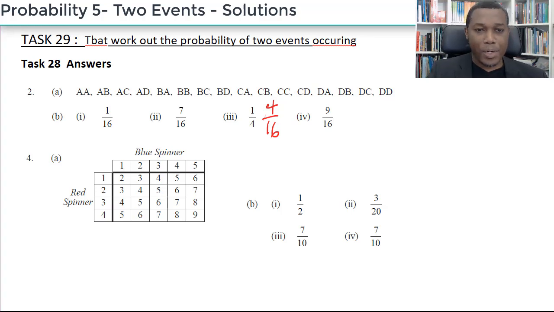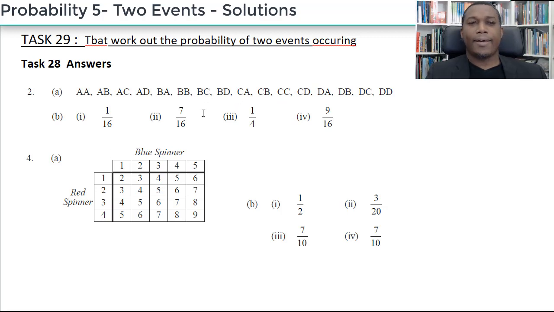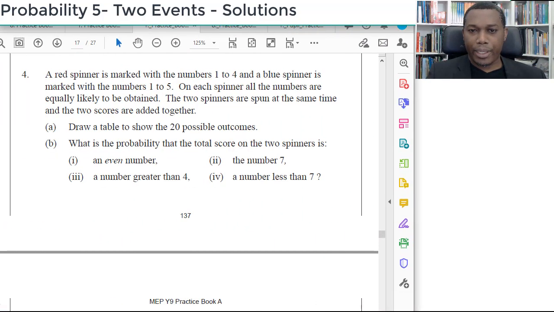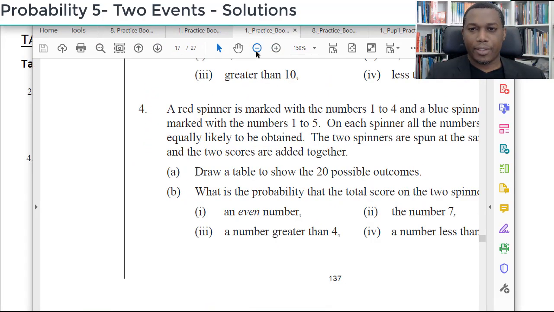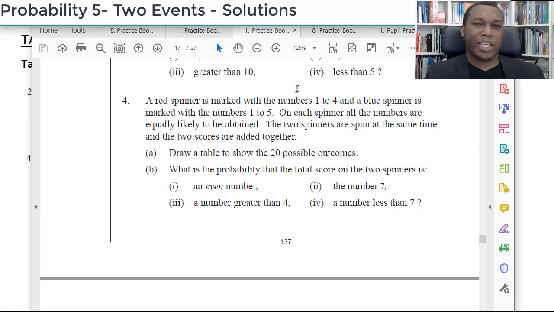For question number 4, I'm looking at question number 4 now. The red spinner, and we were asked to draw a table of all the possible outcomes. So that's the table you had there of all the possible outcomes. Remember, the issue was Zoom getting all these questions, particularly from 11 onwards, to actually fit on the screen. That was the big issue. That's why I gave you the PDF.